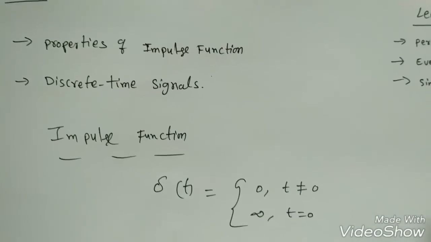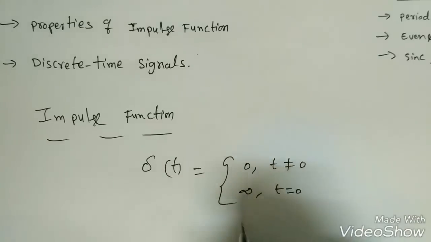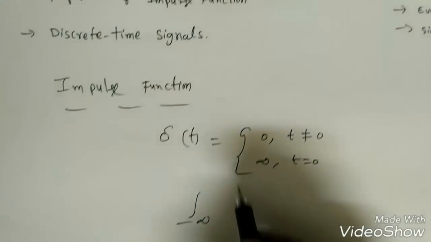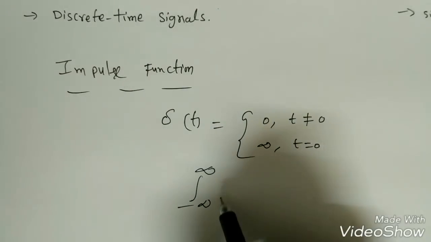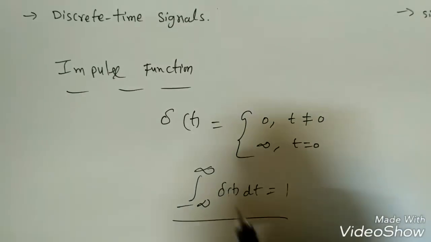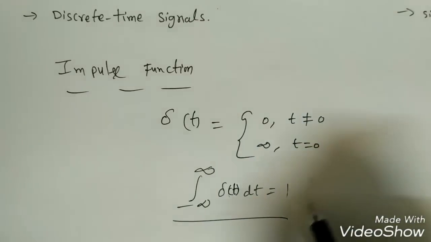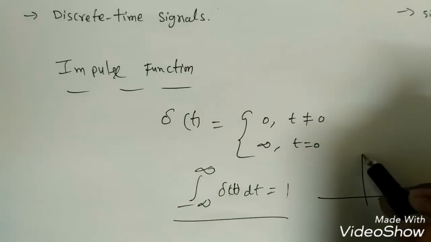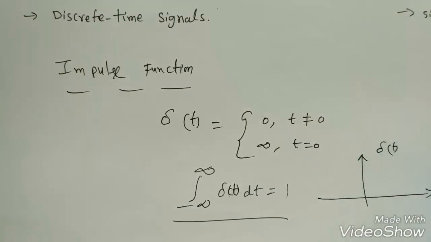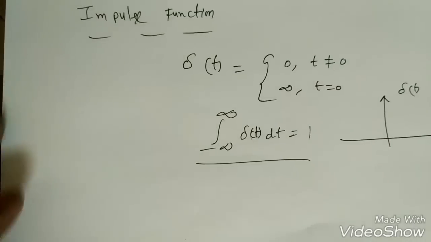Now we know what the impulse function is: delta t equals 0 when t is not equal to 0. When t equals 0, the amplitude is infinity, or we can say the area, the integral from minus infinity to infinity of delta t dt, is equal to 1. So these are the normal properties of the delta function, and it is represented like this. This is delta t and this is t. Now we are going to see some properties of this impulse function.